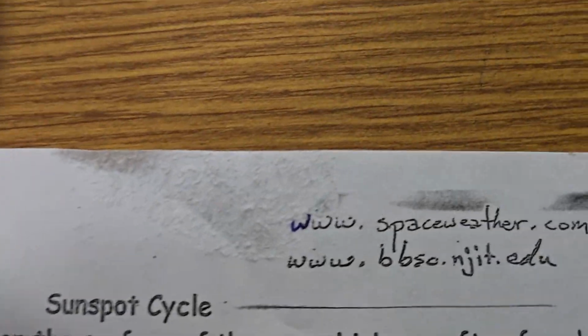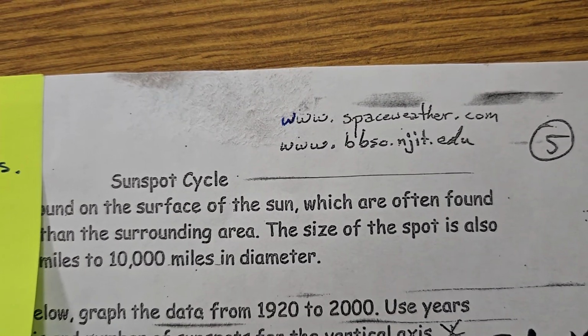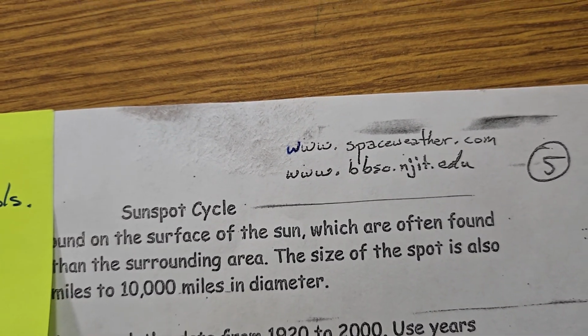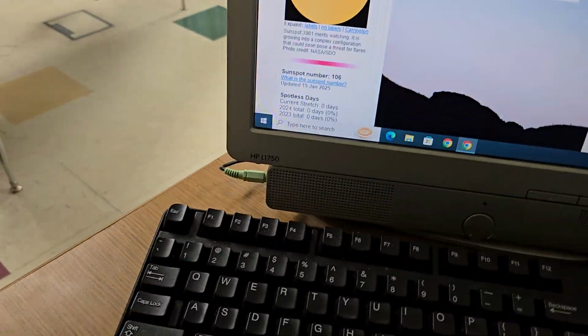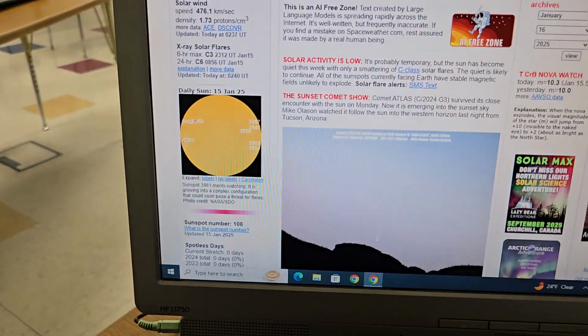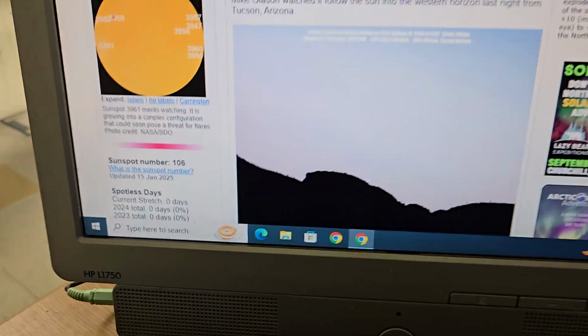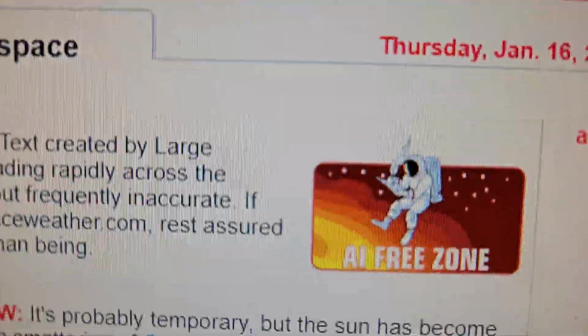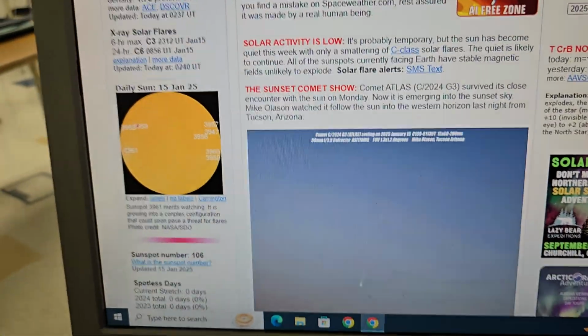Look up here. Spaceweather.com is one of the two addresses at the top of the sheet. You might want to know about spaceweather.com for Friday's quiz, just saying. Okay, I'm going to show you spaceweather.com. I check it literally six to eight times a day. It's new every day. They have new information. This is not the garbage you'll find on the internet that's usually wrong about astronomy stuff. This is good stuff. This is an AI-free zone. Real humans put this together every day, and they have fact checkers that make sure they're not screwing stuff up.